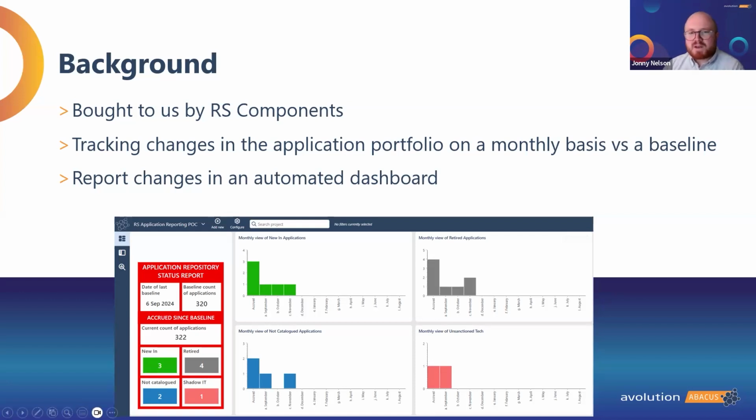Any movements in the portfolio after that point would be tracked on a monthly basis, considering new applications introduced to the enterprise, as well as those that were previously not catalogued, and those that were discovered to be in use that weren't previously approved. This translated to 3 statuses being captured for applications added to the portfolio. So we've got new in, not catalogued, and unsanctioned tech. Applications that were retired would also be tracked.